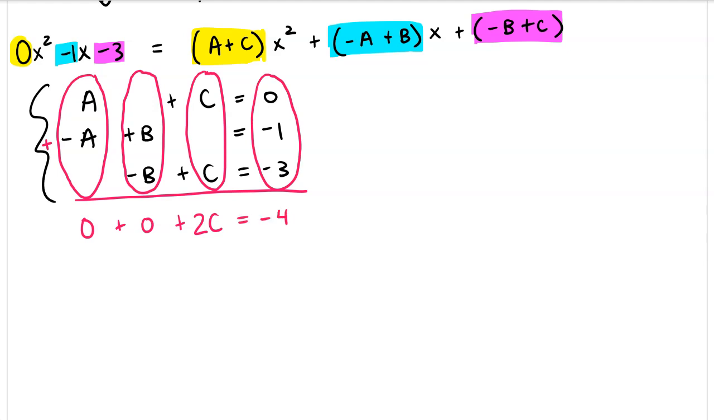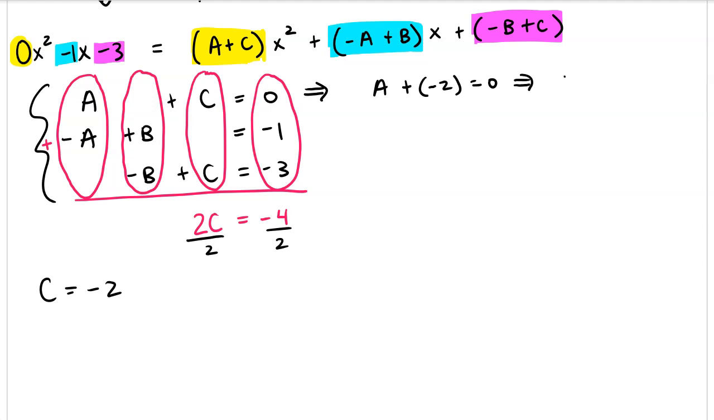That worked out really nicely, and that technique unfortunately is not always going to work, but they kind of lined up, or the stars aligned, if you will. So I have 2c is equal to negative 4. If I divide both sides by 2, I get c is equal to negative 2. And in my first equation, if I do a plus negative 2 is equal to 0, that implies that a is equal to 2.